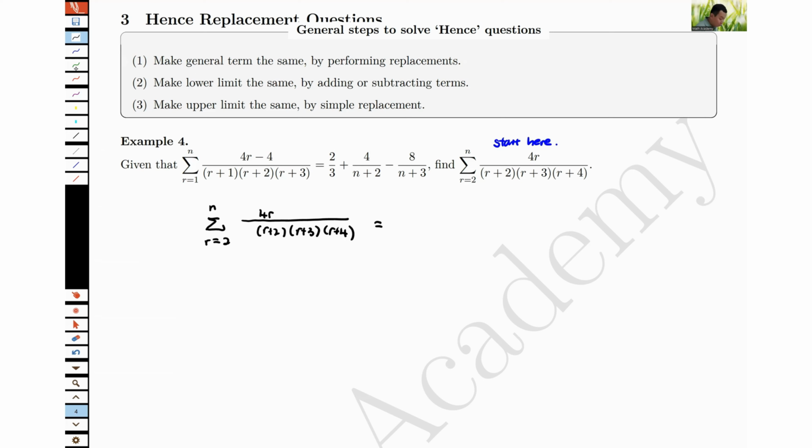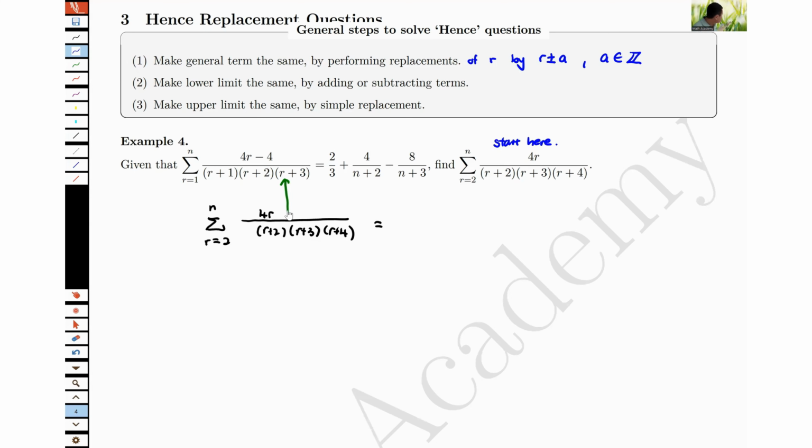I would like to go from this term to this term. The general term doesn't match. I want to do a replacement. So to make the general term the same, you perform a replacement. You replace R by R plus or minus a constant. But when you do this kind of replacement, you must be careful. The constant must be an integer. Whole numbers only. It can be negative, doesn't matter, but it must be an integer.